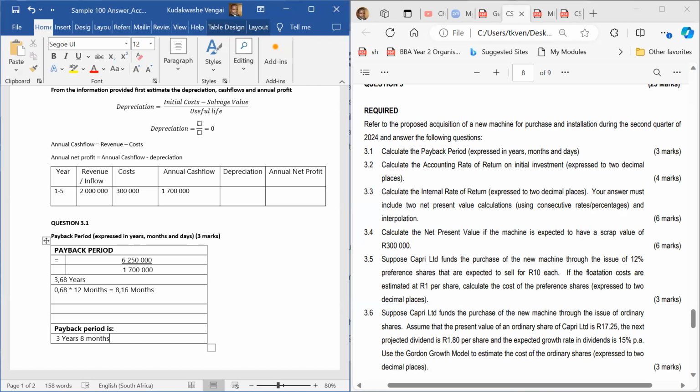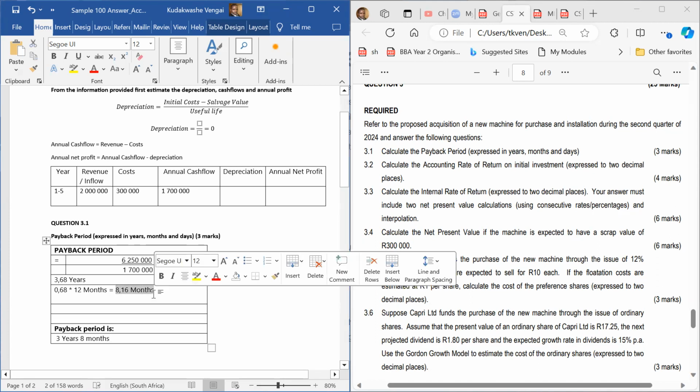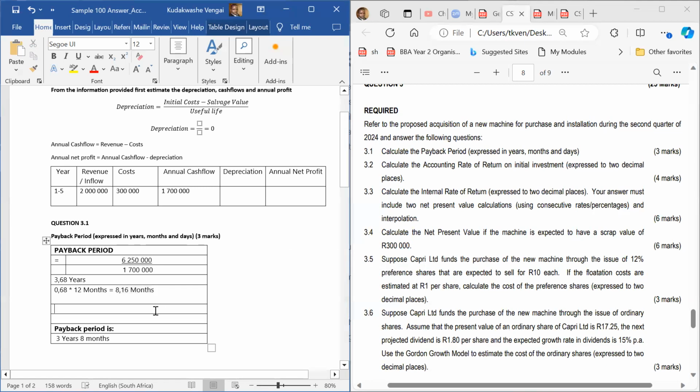How about the number of days? How do I get the number of days? This says here it's 8.16 months, so it's 8 months plus 0.16, right? So I'm going to take that 0.16 and multiply it by the number of days in a month, which is 30 days. So 0.16 multiplied by 30 gives me 4.8 days.